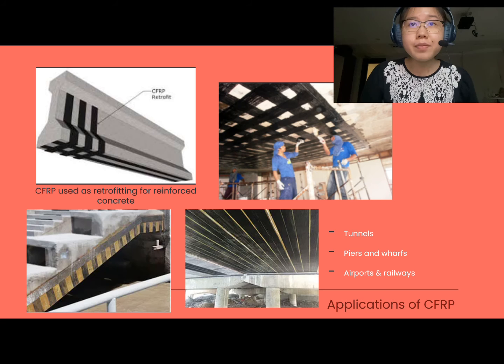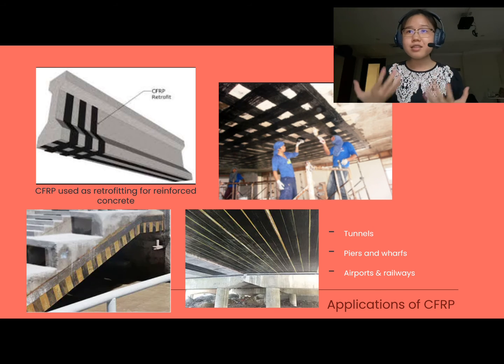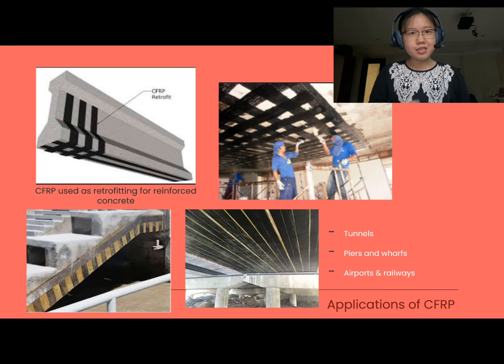And CFRP can be used as retrofitting for reinforced concrete in buildings, in tunnels, in piers and wharfs, and airports and railways. It's particularly useful in piers and wharfs because of its anti-corrosion properties that make it resistant to saltwater environments.